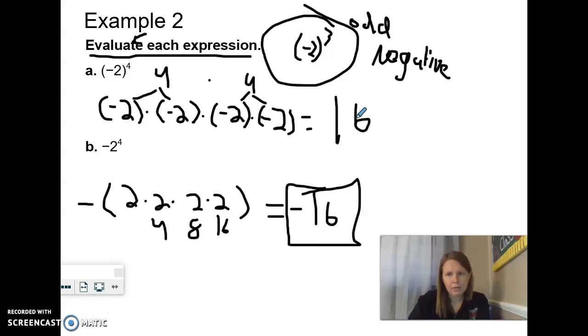That would be something really important to write down in your notes if you want to. If the exponent is even, your answer is going to be positive. If your exponent is odd, your answer is going to be negative. That's only in the case that your base is negative within the parentheses. This one doesn't matter: whether your exponent is odd or even, it's always going to be negative no matter what. All right, let's keep going.